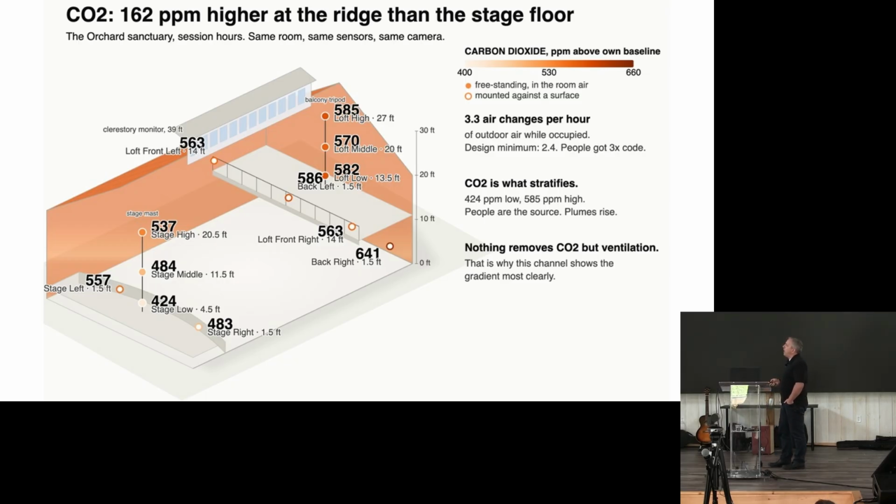CO2 is really the only one of the IAQ variables that we saw really any type of stratification, and it was 162 ppm higher up at the ridge than down here at the stage floor. And this is all the places we were measuring. I thought that was interesting.